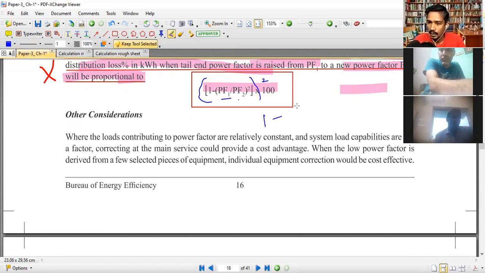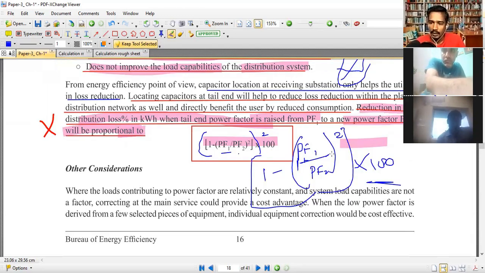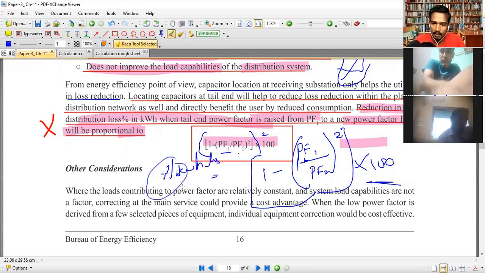This is 1 minus power factor 1 over power factor 2, whole square, times 100. This is the main important part. Directly you can put it. This is equal to the percentage of power factor losses, the percentage of kilowatt hour losses, kilowatt losses. This is an easy calculation, the percentage of kilowatt losses.